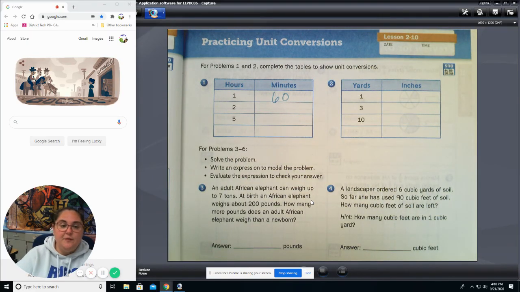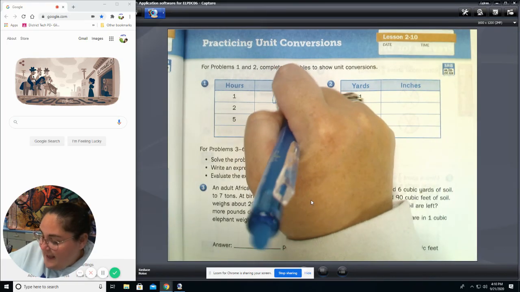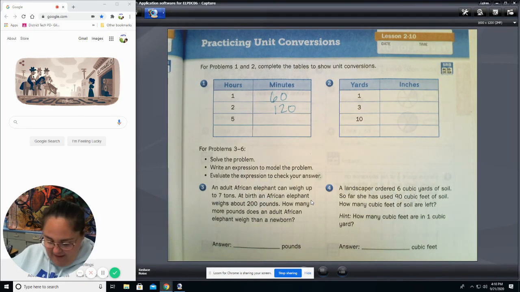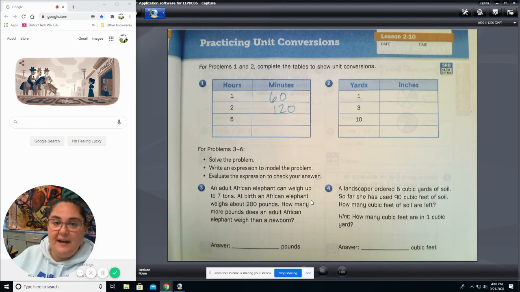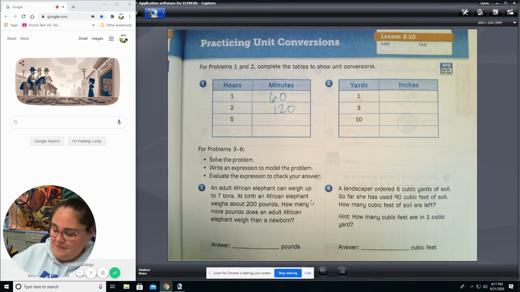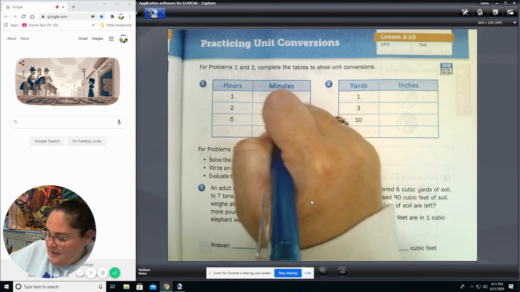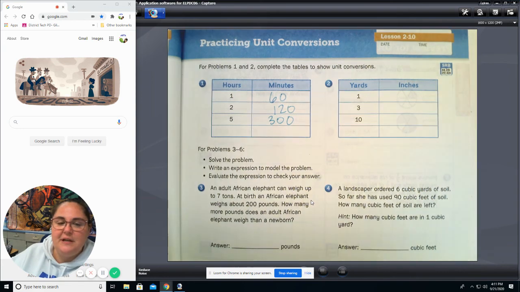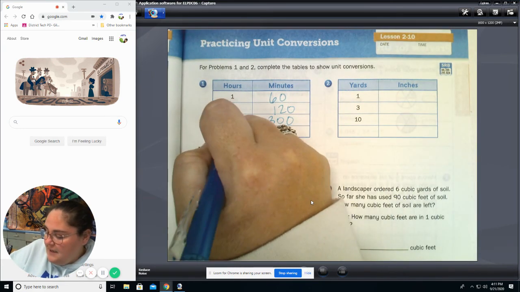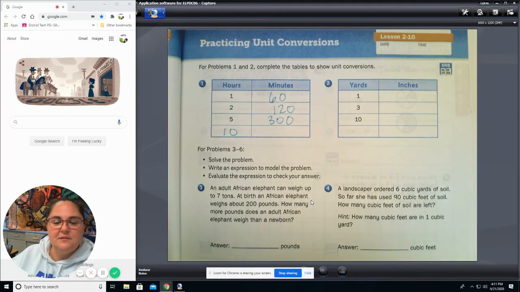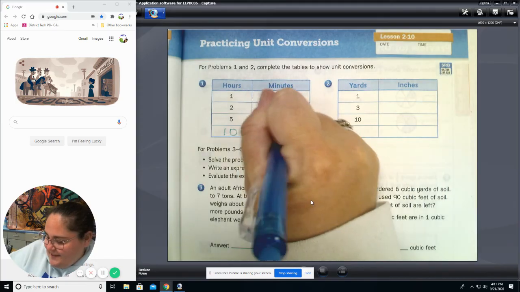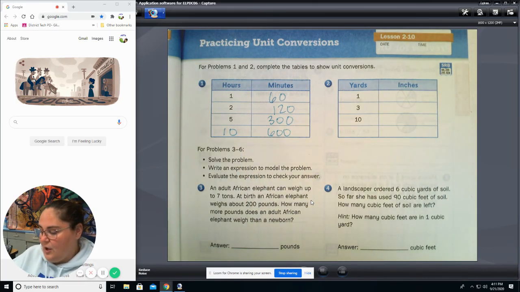How many minutes would there be for 2 hours? $120. All right, how many minutes would there be for 5 hours? This is where you're going to multiply 60 times 5. 6 times 5 is 30. Don't forget that 0. It should be 300. All right, how many minutes are in 10 hours? 600. Good job. All right, now we're going to go yards to inches.